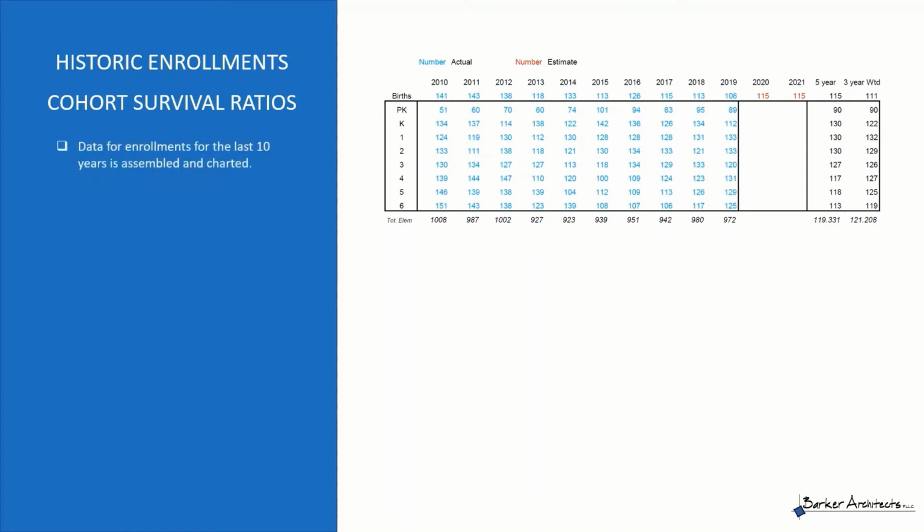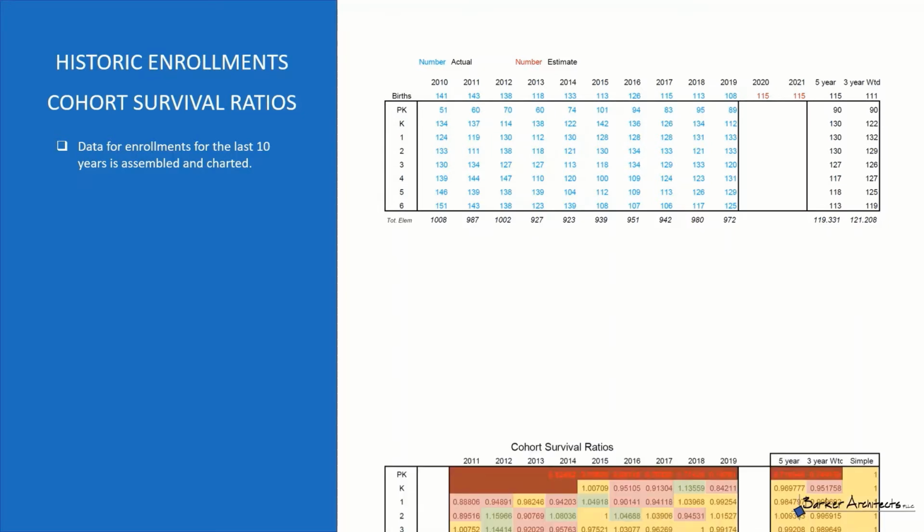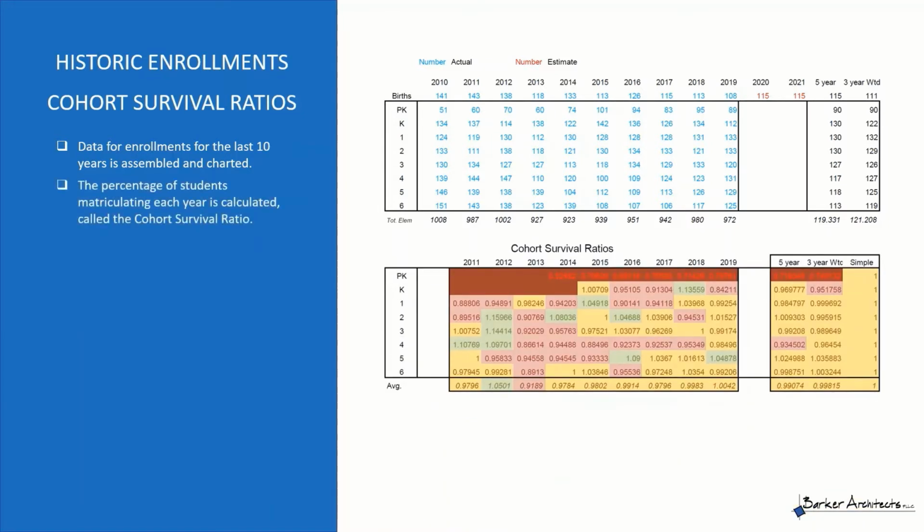We start by assembling the historic enrollments and studying changes over time to see how many students matriculated from one grade to the next. The next chart is called the cohort survival ratios. We take the number of students for each grade for each year and compare that to the prior grade for the prior year. What this shows us is how many students stayed in the district or if there was movement in or out.